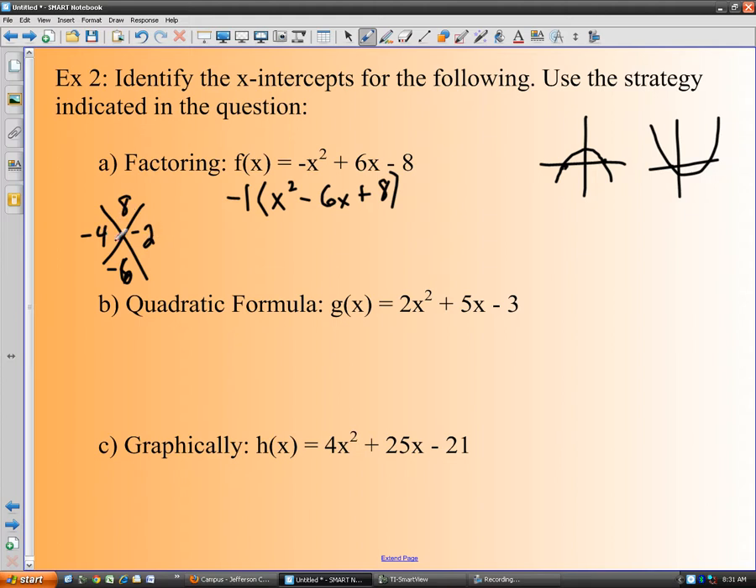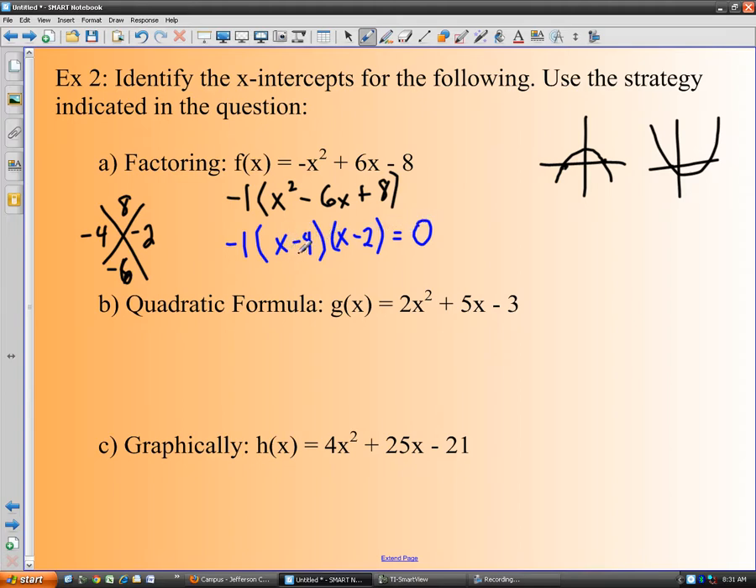So if I do that, I say, okay, negative 1 times x minus 4 times x minus 2 is basically equal to f of x, but then I'm going to set it equal to 0 because, remember, f of x is the y value. So when I set that equal to 0, I'm finding out where it's crossing the x-axis. Well, zero product property means that if I can make this 0, this thing will all equal 0, and so I need to find the value that will do that.